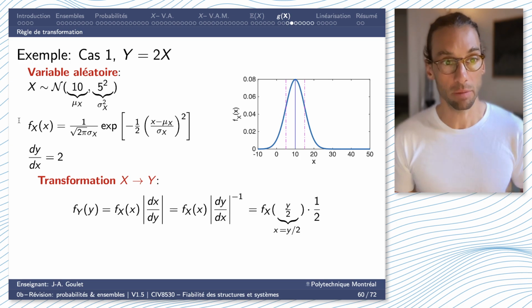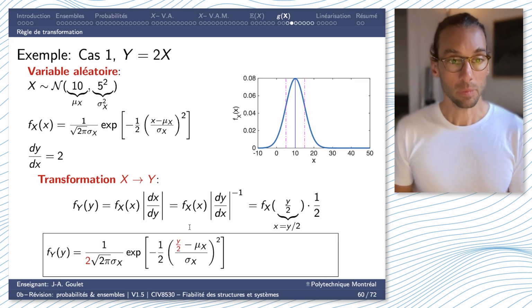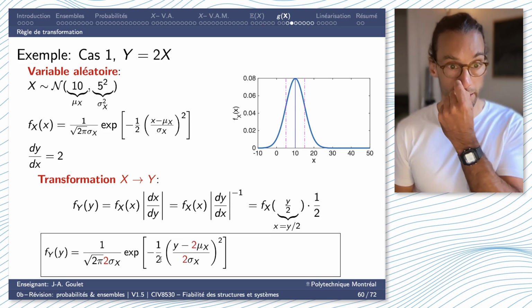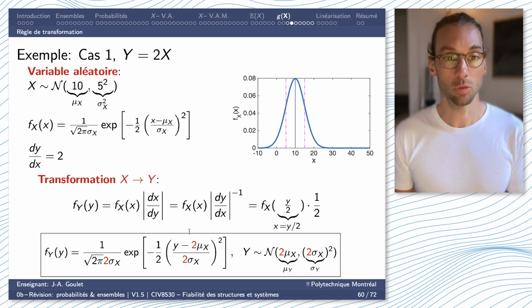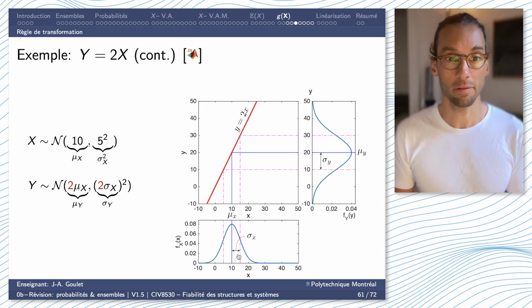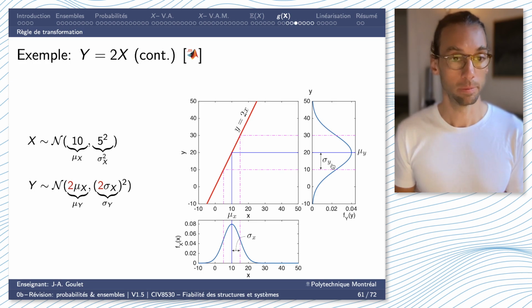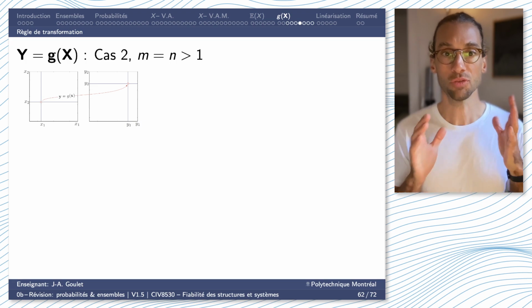So I'm going to evaluate my PDF for x at my relationship x equals y over 2, times the inverse of this, 1 half. If I replace these values in the expression of my PDF, I'm going to get this. And if I reorganize these terms, it simplifies to this, which is equivalent to a Gaussian random variable where I double the mean and I double the standard deviation. So these are the same rules we saw on the previous slide. For instance, we can see here visually, if this is my mean 10, standard deviation 5, and I project these on my linear function, I'm going to get that linear projection for my output PDF of y. This was for the univariate case.